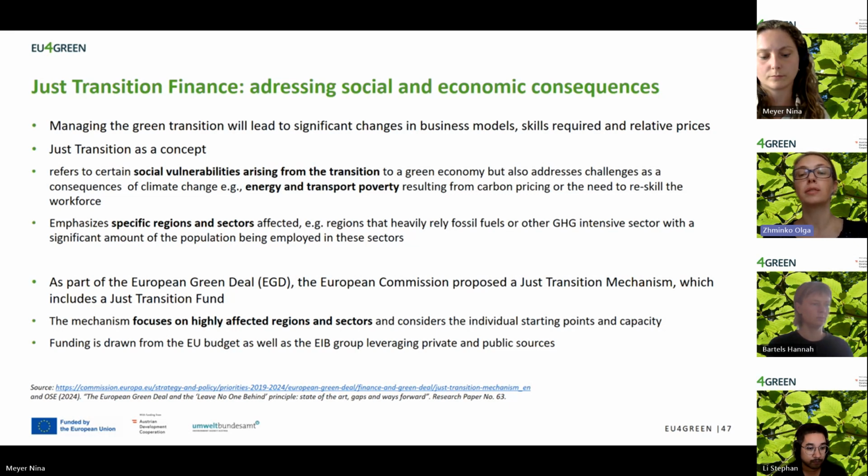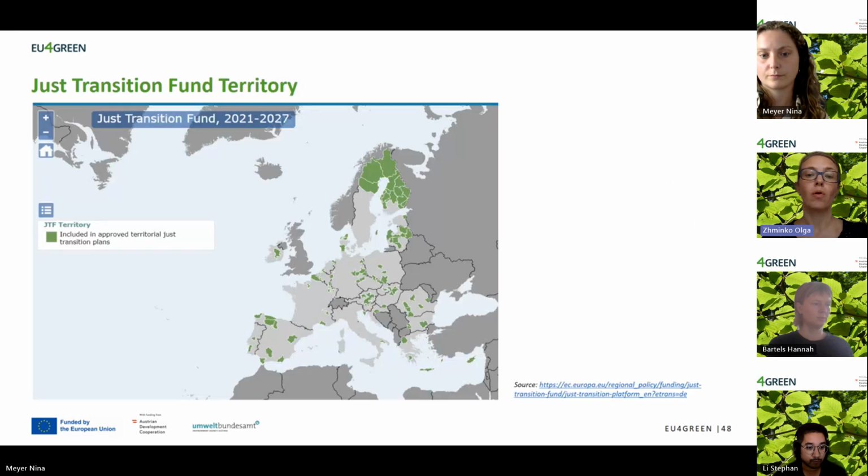So in the European Green Deal, the just transition mechanism was developed, and this mechanism includes also the Just Transition Fund. The money for this fund is taken from the EU budget, from EU funding programs, as well as leveraged by the EIB group. The Just Transition Fund is allocated according to the territorial needs. Initially, the European Commission identified the EU regions that will be significantly impacted by the transition to the green economy. And these are the regions relying on coal, peat, lignite, or other carbon-intense industries.